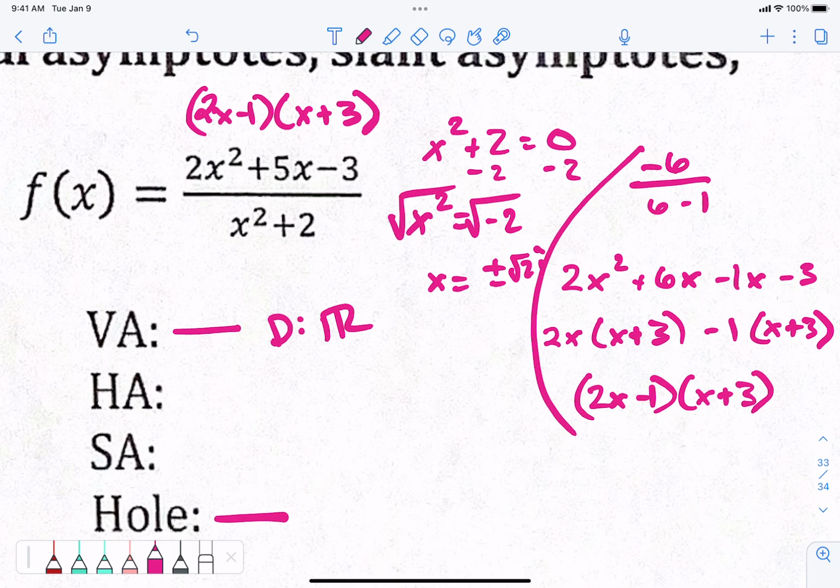Okay, for a horizontal asymptote, what is n? 2. What's m? 2. They're both the same. So y equals this guy over this guy, 2 over 1, which is 2. Right? Y equals 2. What's the slant asymptote? Doesn't have one because he has a HA, right? He only has a HA.